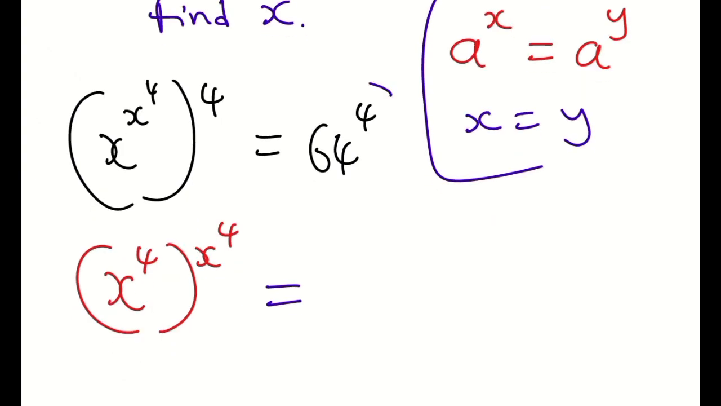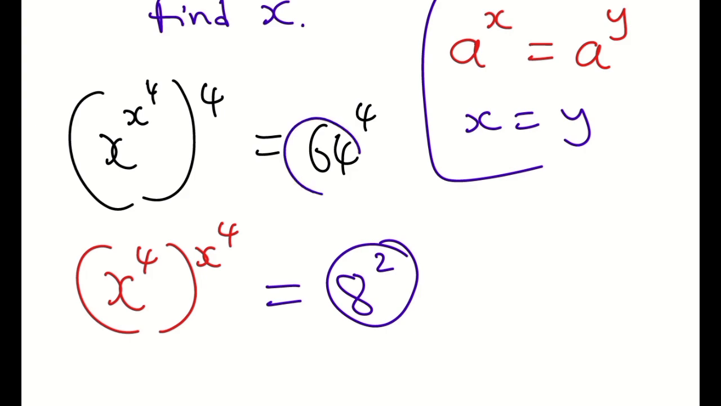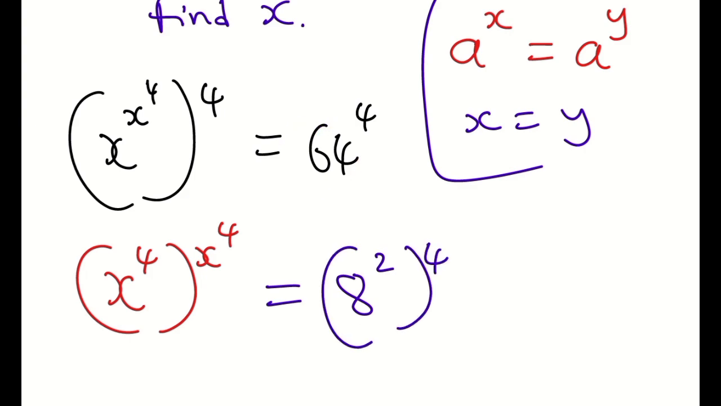But we don't have that on the right because this is 64 and this is 4. So what do I do? I can rewrite 64 as 8 raised to the power of 2, because 8 raised to the power of 2 is 64. Now, this is all raised to the power of 4. Where is it coming from? Here, this and this.